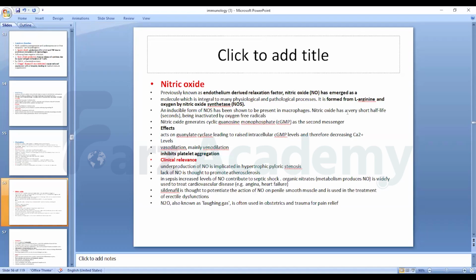Lack of nitric oxide is thought to promote atherosclerosis. In sepsis, increased levels of nitric oxide contribute to septic shock. Organic nitrates, metabolism of which produces nitric oxide, are widely used to treat cardiovascular diseases such as angina and heart failure. We give nitroglycerin. Sildenafil is thought to potentiate the action of nitric oxide on penile smooth muscle and is used in the treatment of erectile dysfunction. Nitrous oxide, also known as laughing gas, is often used in obstetrics and trauma for pain relief.